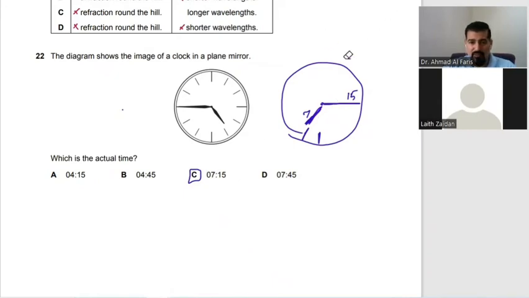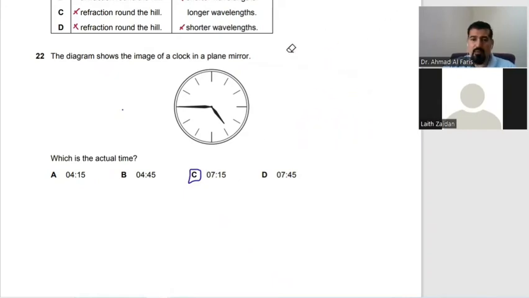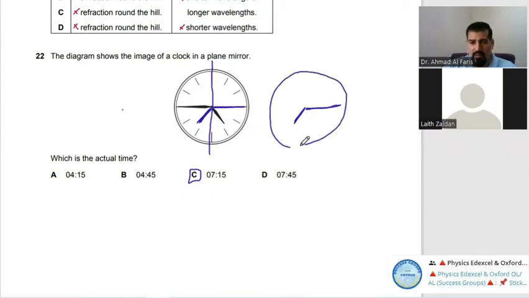Good. Do you want me to repeat it for you? Okay, I'll repeat it for you. Now, what do we have here? We have a mirror, so it's laterally inverted. I will make a reflection of these arms. The long arm, instead of being to the left, will be to the right. And the short hand, instead of being between 4 and 5, will be between 7 and 8, somewhere here. So it will look like this. This is how the watch will look like, the real one. So the actual time is 7:15. Good. Any questions so far?